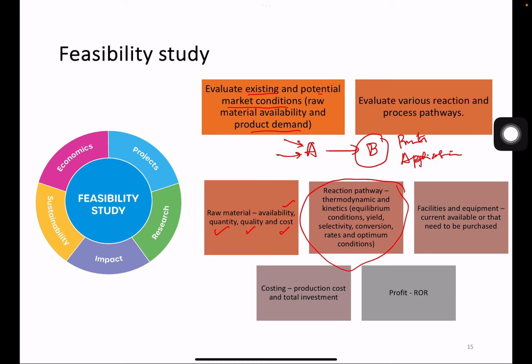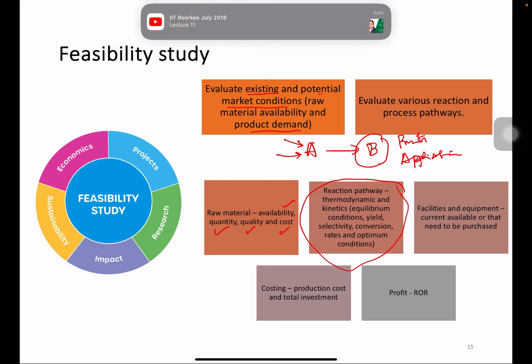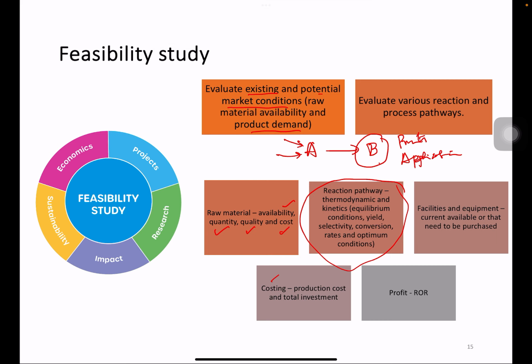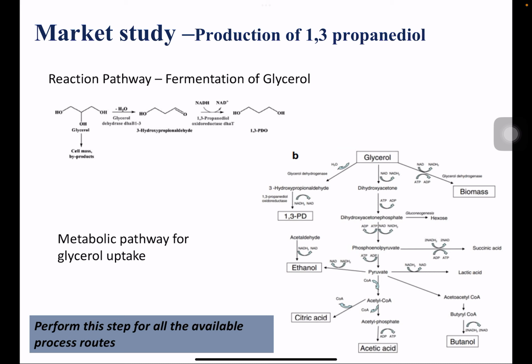Next, what are the facilities and equipment that you need to produce this product B? Is there any equipment currently available, or do you need to purchase that equipment? So you need to plan ahead. Once you're done with that, we also need to do the costing, production cost and total investment, right? And then calculate our profit and rate of return. So this is the overview of a feasibility study.